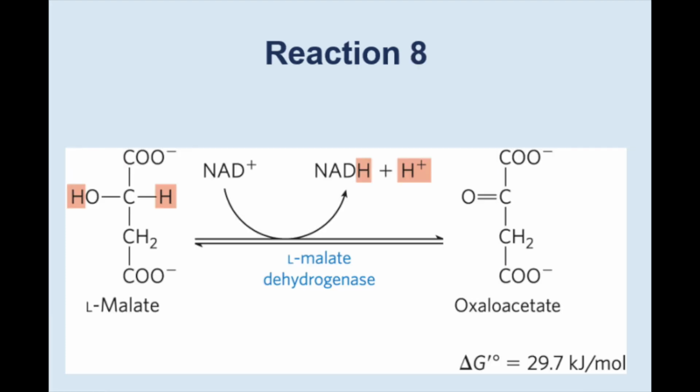In reaction 8, L-malate is converted to oxaloacetate. This is done by the enzyme L-malate dehydrogenase. NAD+ is consumed, yielding NADH and a hydrogen ion. Oxaloacetate is removed to form citrate, driving the reaction forward. This reaction is reversible.